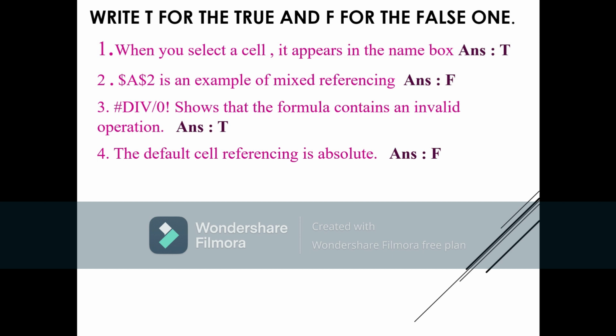Once again, when you select a cell, it appears in the name box. Yes, it's true. Then dollar A dollar two is an example of mixed referencing. No, it's wrong because dollar A dollar two is a type of absolute referencing. Then hash div slash zero exclamation shows that the formula contains an invalid operation. Yes, it's true. Then the default cell referencing is absolute. No, it's wrong. Why? The default cell referencing is relative, not absolute. So that's wrong.